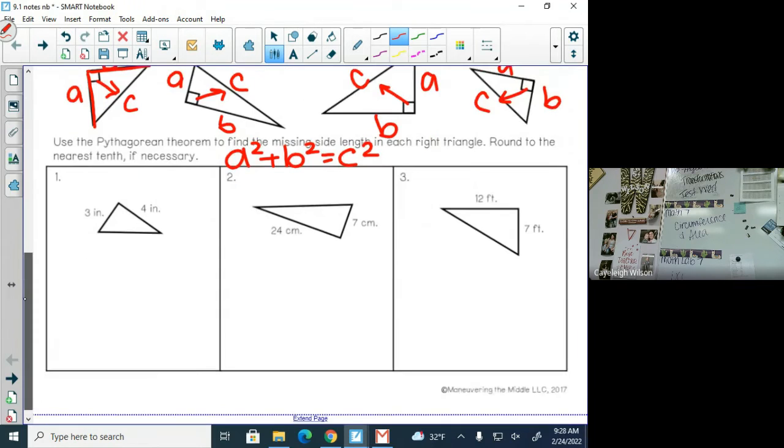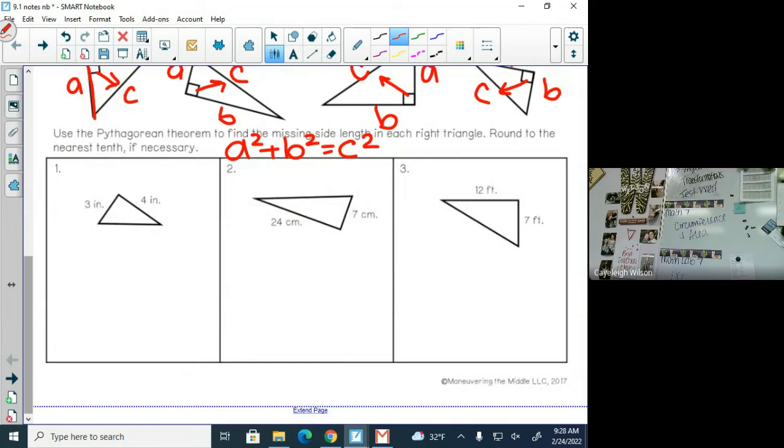All right, so looking at number 1, it doesn't tell us the right angle, or does it? I don't even see a right angle. It doesn't, but we should know where the right angle goes based off the picture. Do you think this is the longest side or a leg? The longest side, which means our right angle fits in right there. Okay, so I'm missing C. So that means that 3 and 4 are my A and my B. It doesn't matter which one you label A or B.